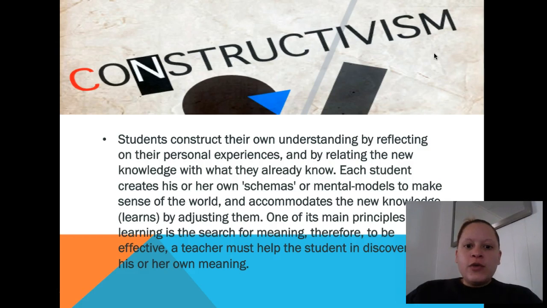The definition for constructivism is that students construct their own understanding by reflecting on their personal experiences. So using what they already have in their schemas and relating the new knowledge with what they already know. One of the main principles of constructivism is that learning is the search for meaning. Therefore, to be an effective teacher, you must help the student discover his or her own meaning.